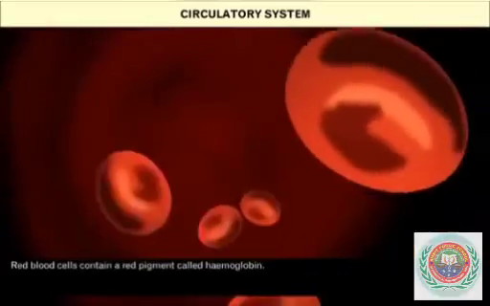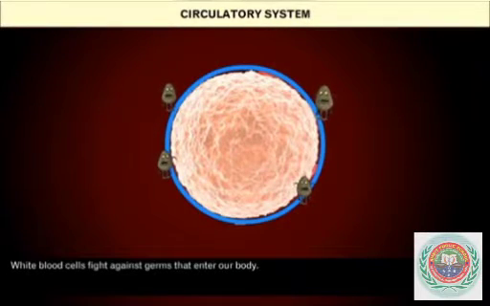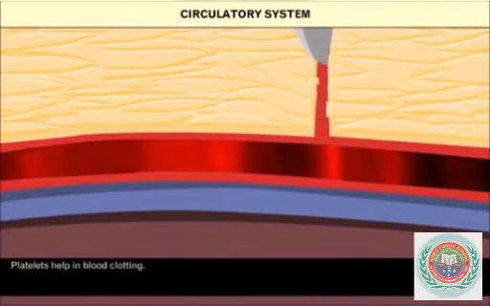Red blood cells contain a red pigment called hemoglobin. The function of hemoglobin is to transport oxygen to all the cells of the body. White blood cells fight against germs that enter our body. Platelets help in blood clotting.